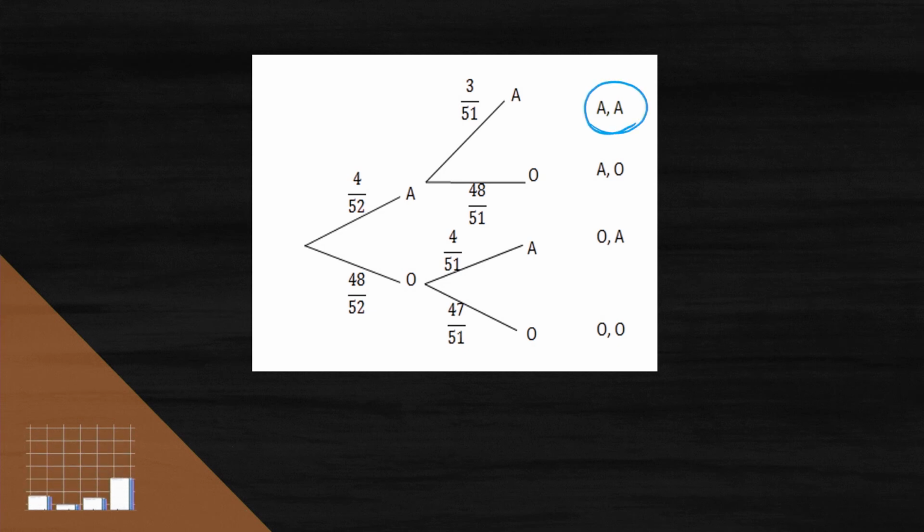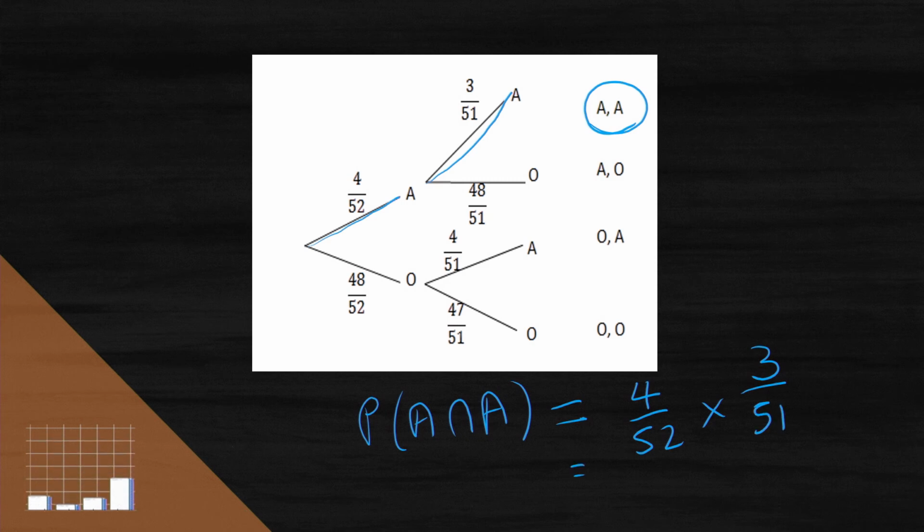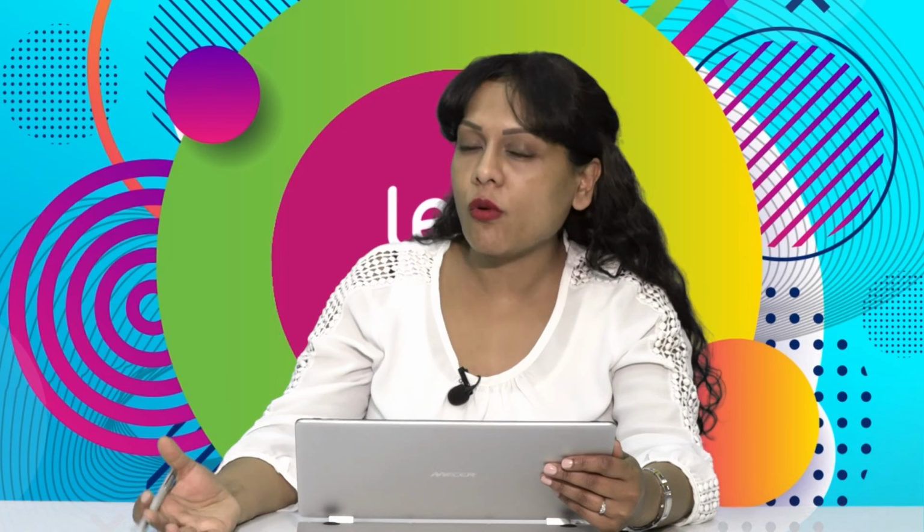So to get the probability of 2 aces, that means I want an ace on both draws. It's simply going to be the probability of an ace on the first draw times the probability of an ace on the second draw. So 4 over 52 times 3 over 51. And I'm going to leave it to you to multiply that out and get your answer. You can leave your answer in fractional form or in decimal form, or you can write it as a percentage.